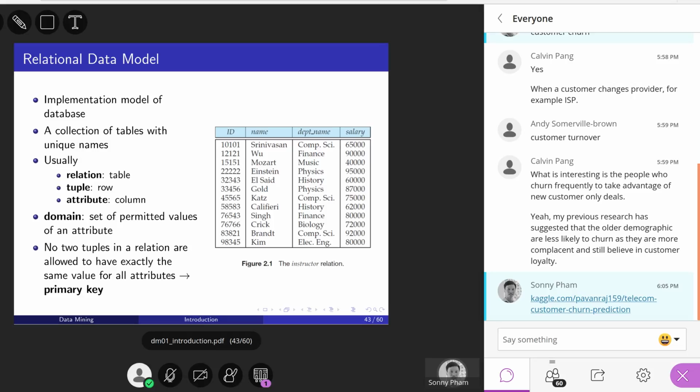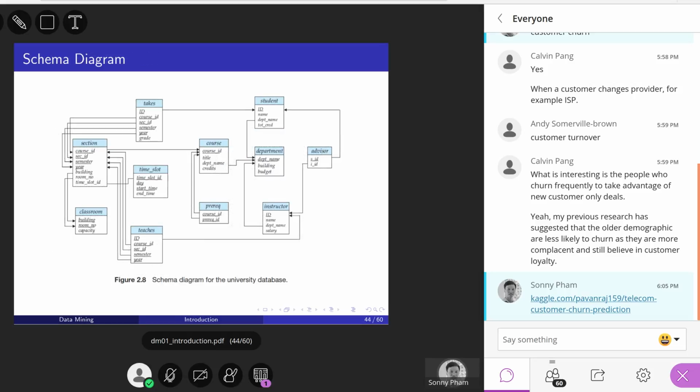So if you are a data scientist, obviously you have to interact with the database, and understanding the implementation will help, right? So we have a concept of relation, tuple, attribute, right? So there are table, rows, and column. It might be easier to understand.